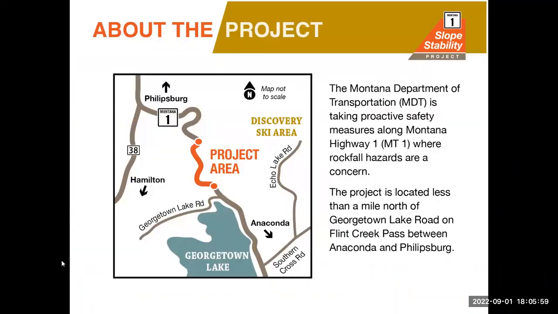Okay, everyone. I would like to start by telling you a little bit about the project. The project is located less than a mile north of Georgetown Lake Road on Flint Creek Pass between Anaconda and Phillipsburg. The rough mileposts that this project is located between are milepost 28.0 and 28.4. So that's the location of the project.